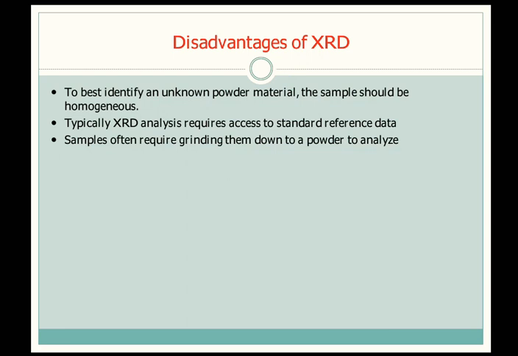The disadvantages are, it is used to identify unknown powder material. The sample should be homogeneous. So if the sample is homogeneous, we can analyze the unknown mineral. Otherwise, we cannot analyze. Next is, typically XRD analysis requires access to standard reference data. So we need to refer to some standard reference in order to analyze the crystalline material, and the samples often require grinding them down to a powder to analyze. So before analyzing, we have to grind the crystalline material and then we have to analyze.